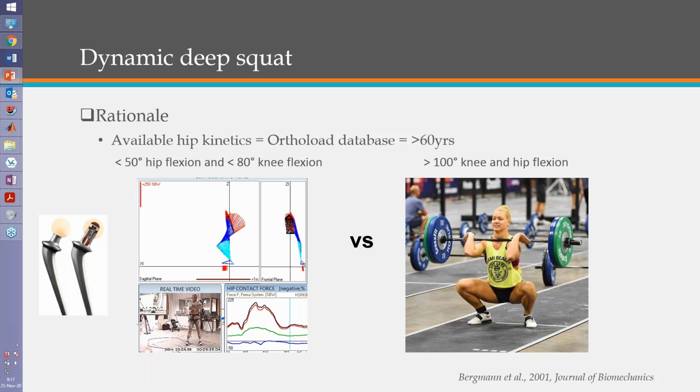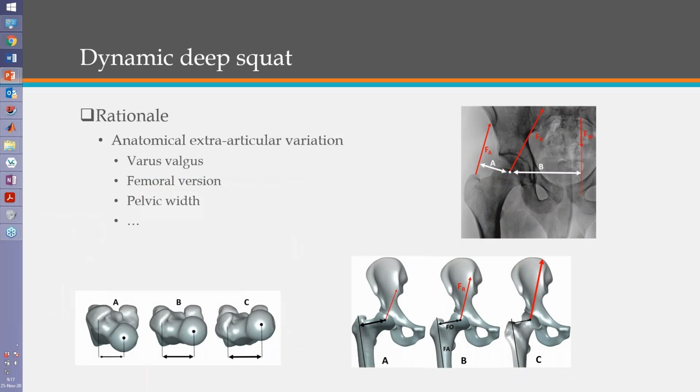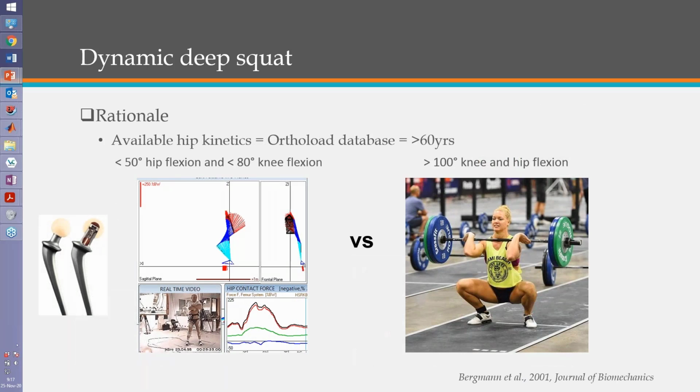But a 50-degree hip flexion and 90-degree knee flexion, which is about the knee bending that you'll get in these older individuals, cannot be compared to the knee bending or deep squatting abilities of young subjects, which we are interested in. Since these kinematics and kinetics should be clearly different, we wanted to look into this by using a musculoskeletal modeling approach.